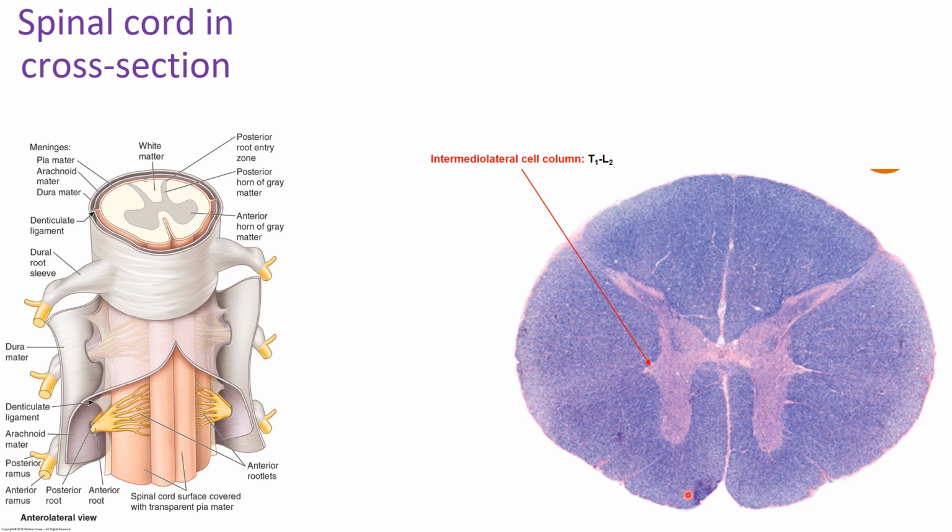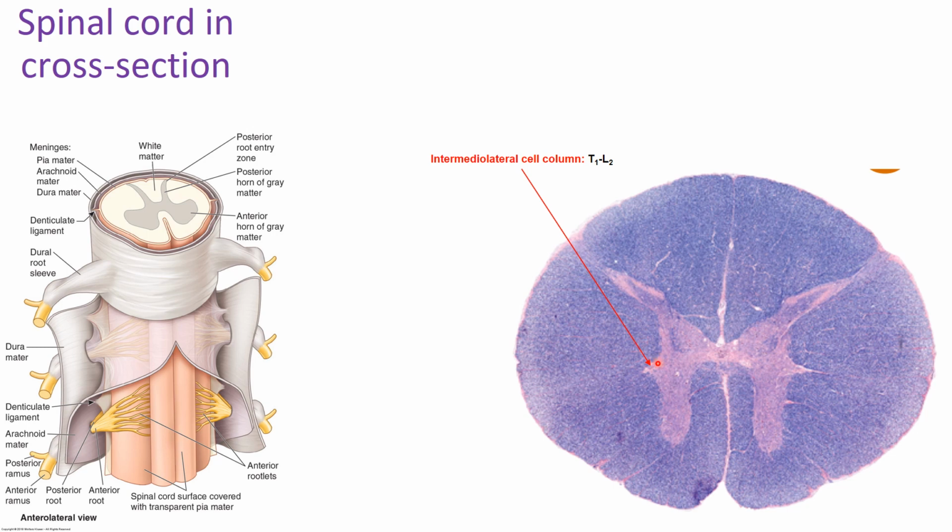This is a histological image of a cross-section of the vertebrae. And specifically, what I'm pointing out here is that you see an intermediolateral cell column. So this is a little protrusion of gray matter that is in between the posterior horn and anterior horn. So in this cartoon image, it would be located right in here.